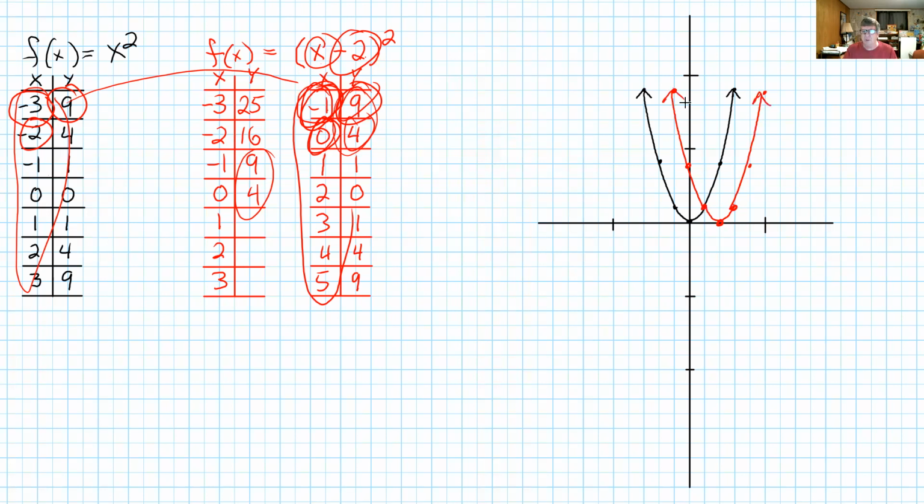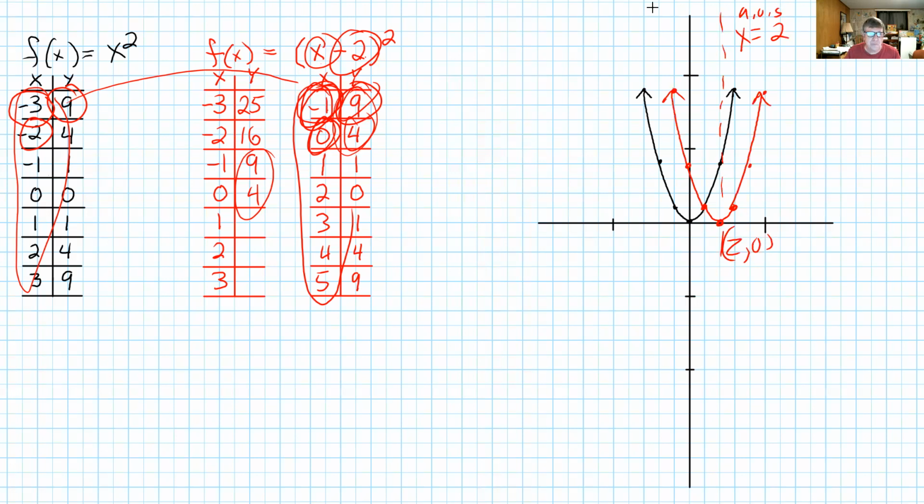What does that graph look like? The same shape as the black graph, but it's moved to the right 2 units. The vertex is now at (2, 0). The axis of symmetry would be at x equals 2. Okay? So by going inside the square, we caused a horizontal shift.